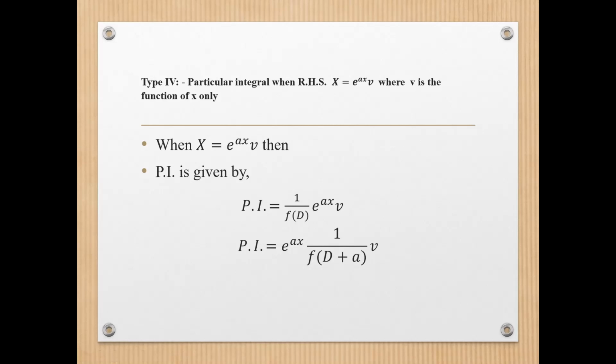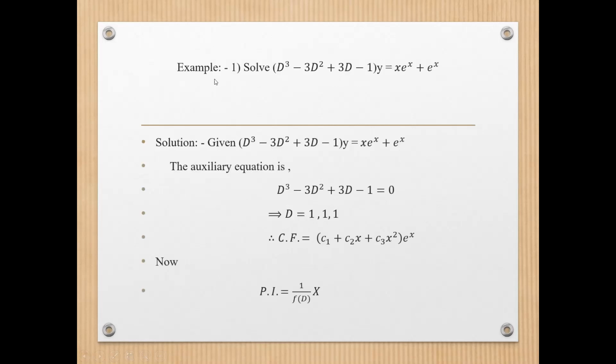Okay, see an example based on this type. Example number 1 based on type 4. Solve D cube minus 3D square plus 3D minus 1 y is equal to x e raised to x plus e raised to x. This is a linear differential equation with constant coefficients. We have to find its solution. Its solution is given by the complementary function plus the particular integral. So we first find the complementary function, and thereafter the particular integral. We add these two and we get the required complete solution.